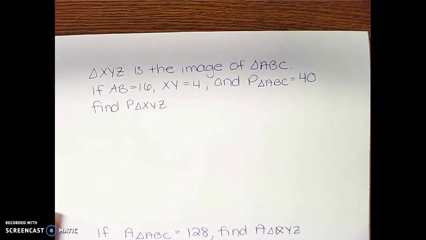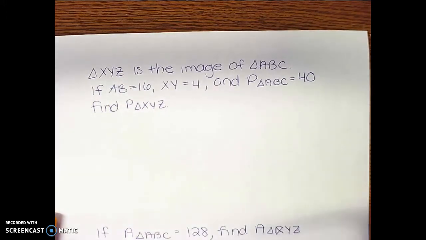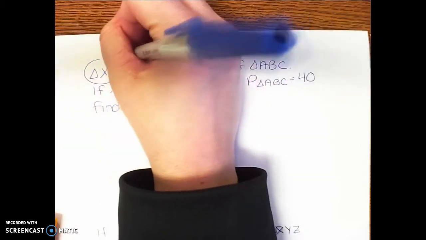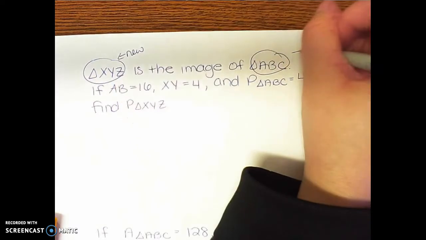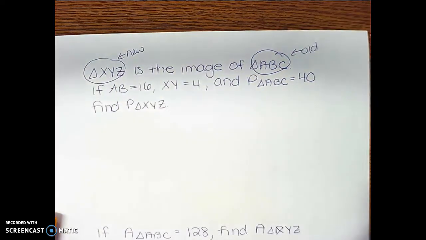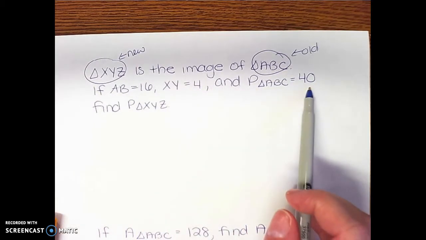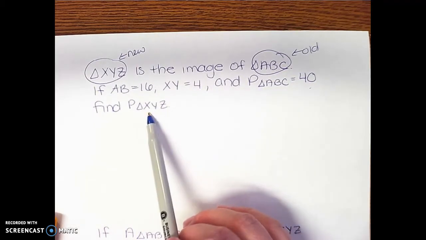Okay, let's look at this one quickly as an example. I have triangle XYZ is the image of triangle ABC. That means triangle XYZ is my new triangle, it's the image. Triangle ABC is the old triangle. I give you some side lengths, and I give you the perimeter of your old triangle. I ask you to find the perimeter of your new triangle.